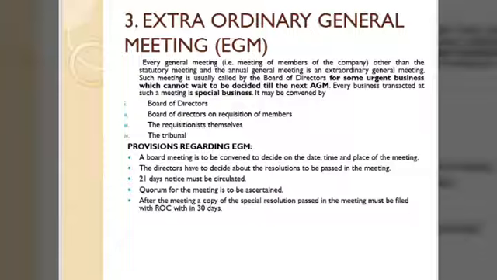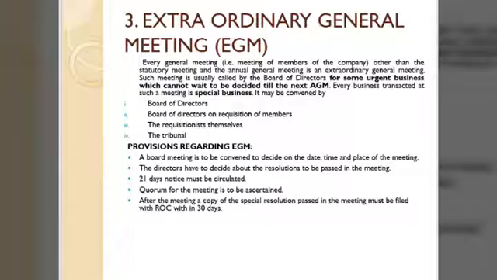Every year, the annual general meeting is conducted once. If any matter cannot be postponed till the conduct of the next AGM, it will be discussed immediately in an extraordinary meeting. The AGM is convened and conducted by the directors.